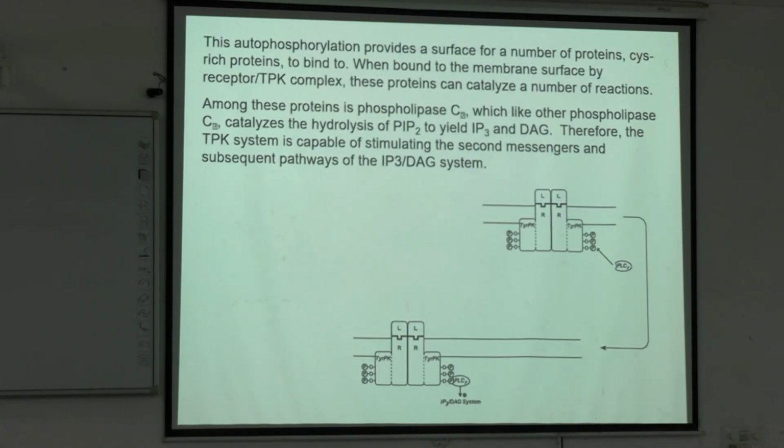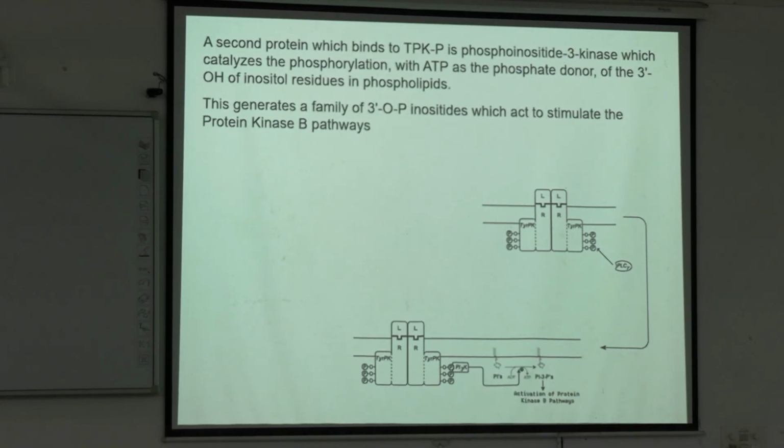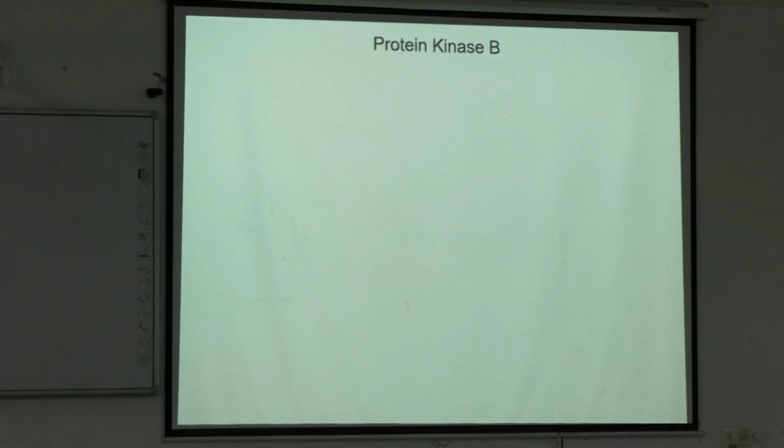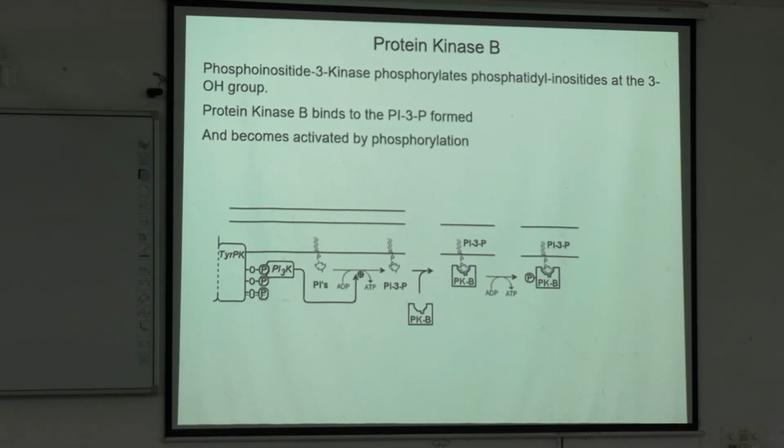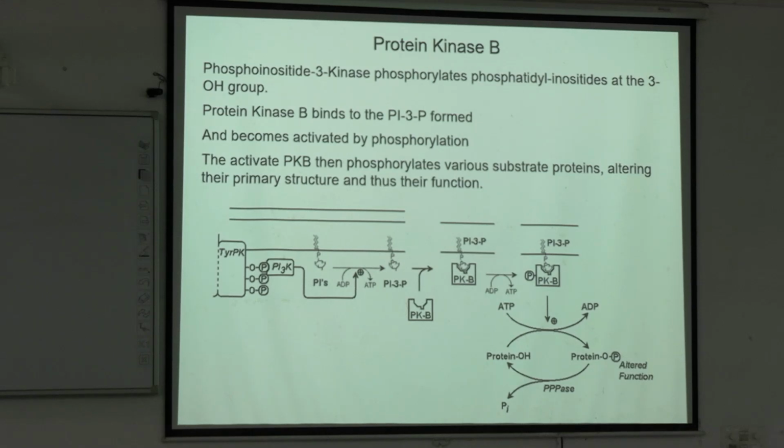This phosphorylated receptor triggers what? PLC, phospholipase C, which triggers production of DAG and IP3. These DAG and IP3 stimulate the protein kinase B pathway. Activated protein kinase B phosphorylates the effector protein. So insulin acts through tyrosine kinase to protein kinase B, glucagon acts to protein kinase A, and then other pathways.